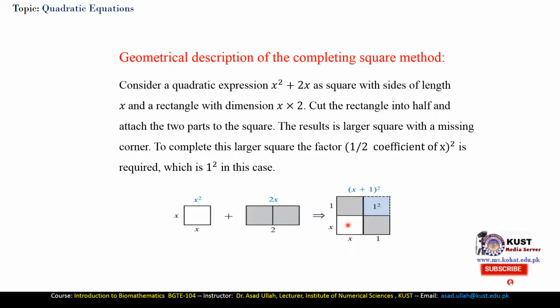This larger square is incomplete because here we get 1, 2 and 3 squares. To complete this larger square, we should add 1/2 times the coefficient of x whole square, that is, in our case, 1 square. To complete this larger square, we just add 1 square and we get a complete square, that is, x plus 1 whole square.